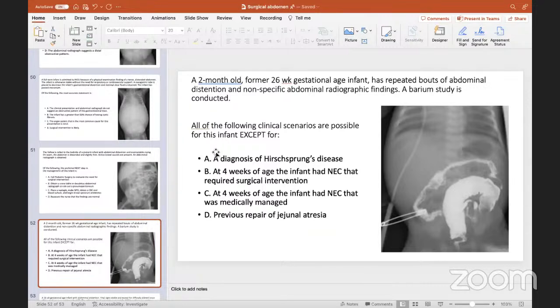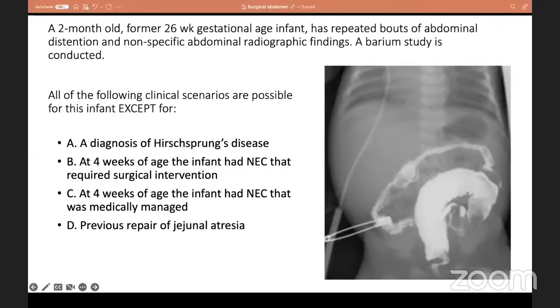B, at 4 weeks of age, the infant had NEC that required surgical intervention. C, at 4 weeks of age, the infant had NEC that required medical management. And D, previous repair of jejunal atresia. So there is one wrong answer.